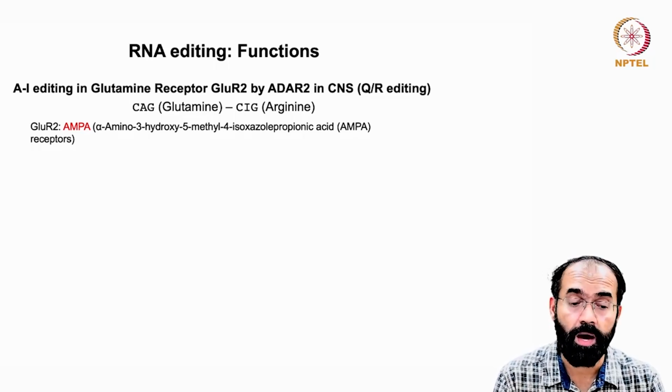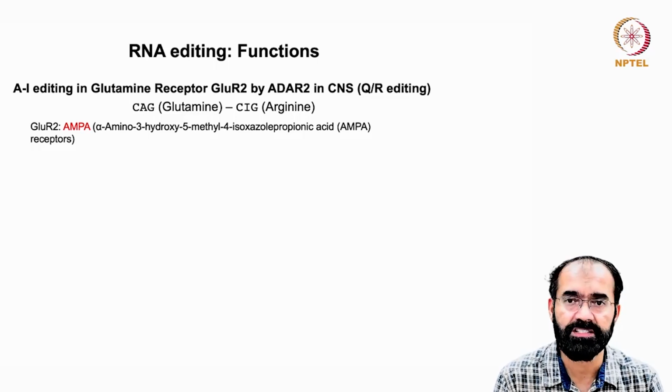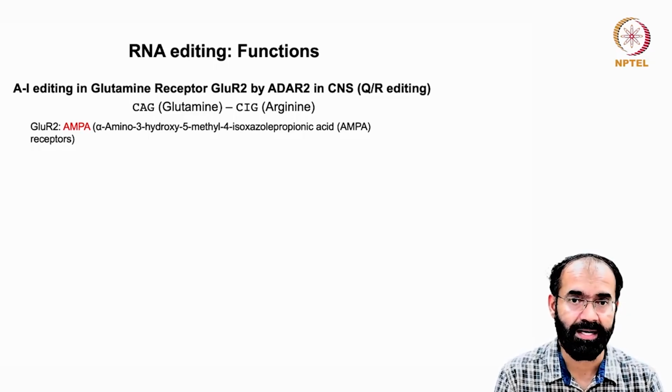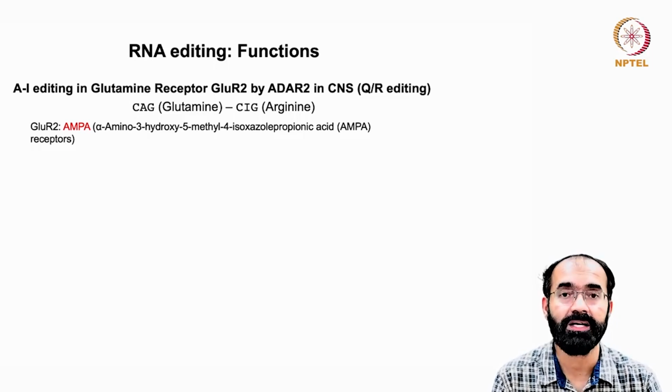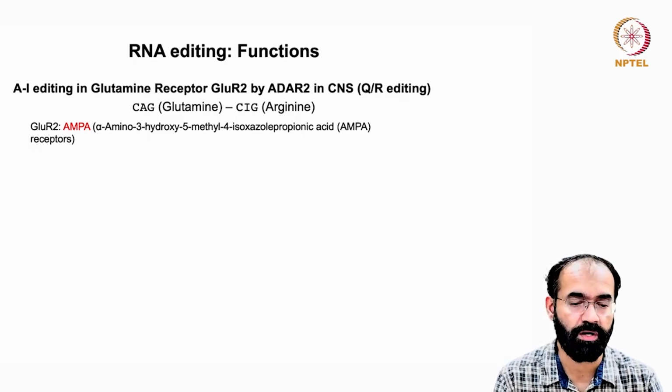So the GluR2 subunit of the AMPA receptor, and they have amino 3-hydroxy-5-methyl. So this is the long name of the AMPA. Normally glutamate receptors are of 3 types. One is the NMDA receptor, another is the AMPA receptor, another is the kainate receptor. The AMPA receptor is the one governing the RNA editing which causes the survival of the organism.